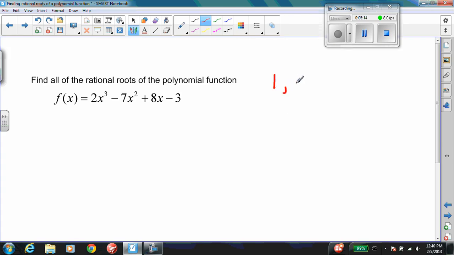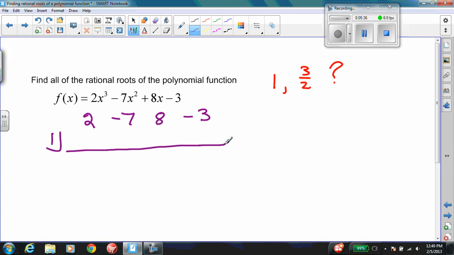I'm going to try 1, and I'm going to try 3/2 to see which of these could possibly be a root. I don't need to do the other numbers for P over Q because they weren't even possibilities when I looked at my graph. So I'm going to use synthetic substitution. And I'm going to try 1 first, because that will be easier than the fraction.